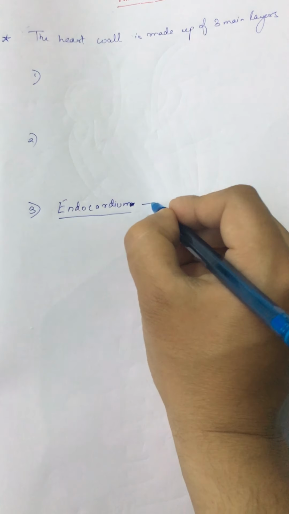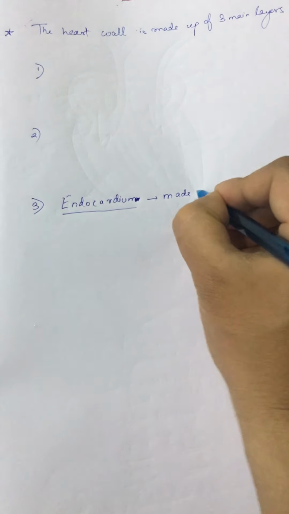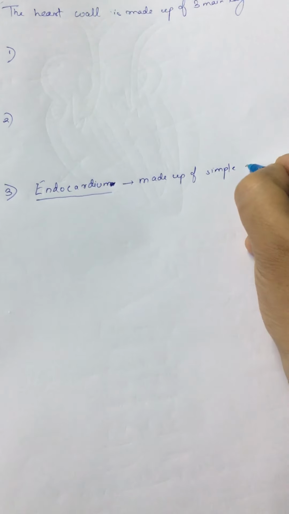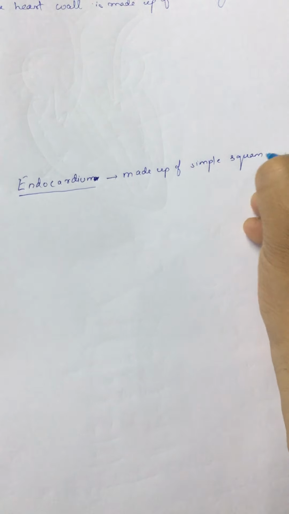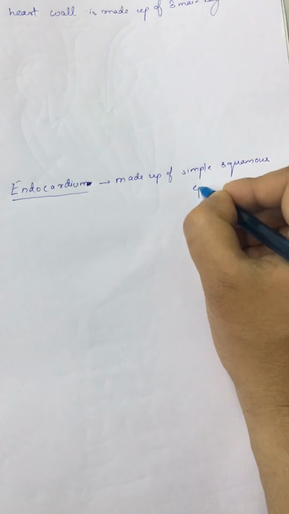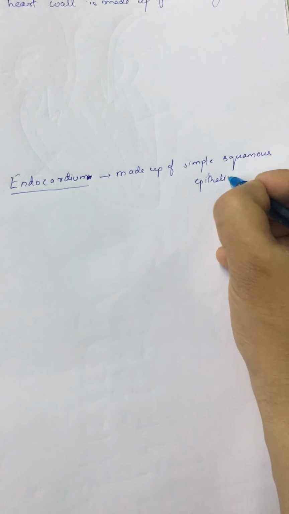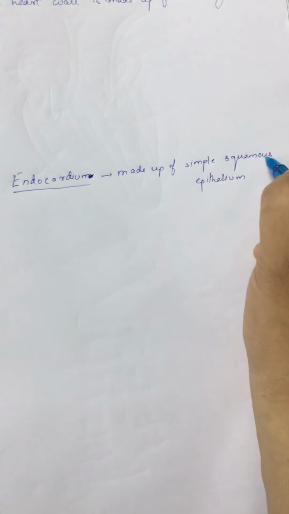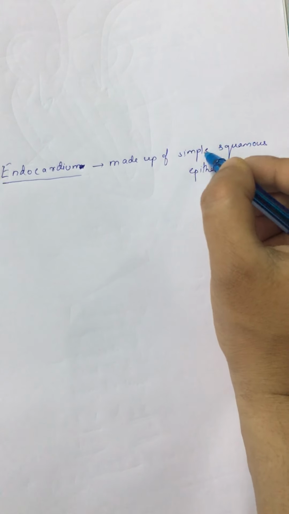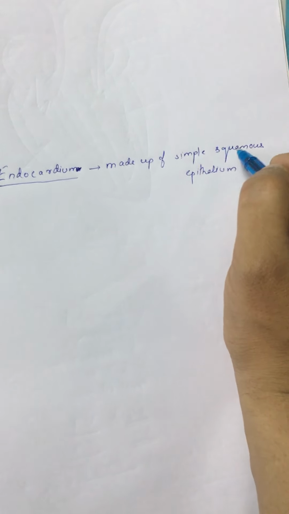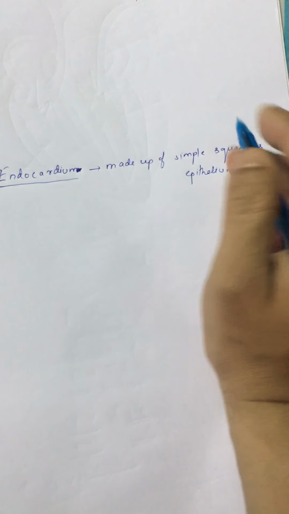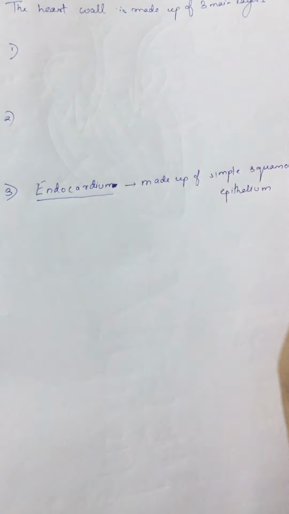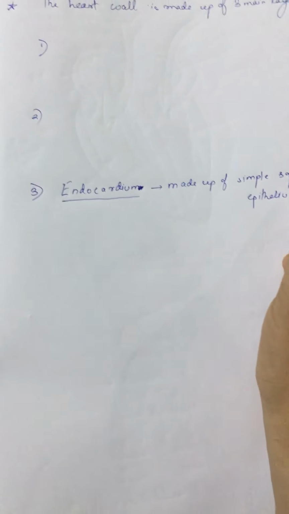This endocardium is made up of simple squamous epithelium. I have given a detailed discussion of simple squamous epithelium. Simple means the cells are arranged to form a single layer. Squamous means the type of cell present in that layer is flat, and epithelial cells are always present in the inner lining or the outer lining. So this endocardium layer is made up of simple squamous epithelium.